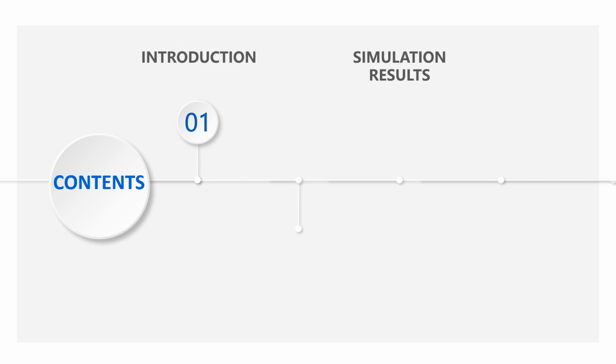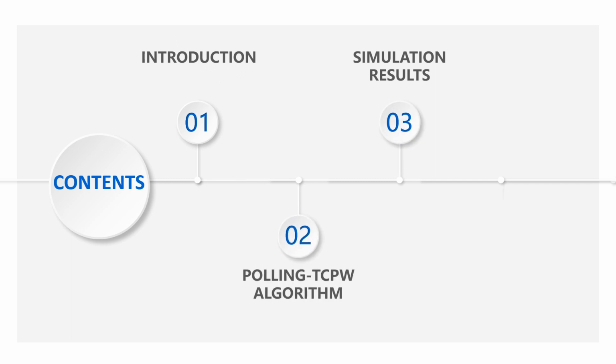The presentation today is divided into 4 parts. Firstly, the background will be introduced in the introduction part, as well as the target of this paper. Secondly, our proposed algorithm, polling TCPW, will be presented. In order to illustrate the effectiveness of the method, simulation results will be shown afterward. In the end, I will conclude our paper and talk about our future work.